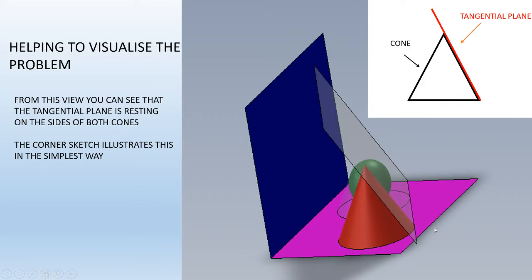I have taken a screen grab of the model view from another angle. From this angle, you can see that the plane is resting along the side of both cones. To help visualize this in 2D, I have put a sketch in the corner showing the plane leaning along a cone. Now, in order for the plane to lean along the full length of another cone, the other cone must have the same inclination. This can have any height as long as the inclination is the same. The inclination is the angle which the side of the cone makes with the base of the cone.